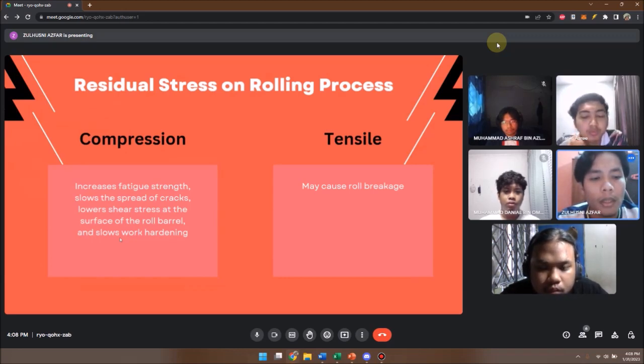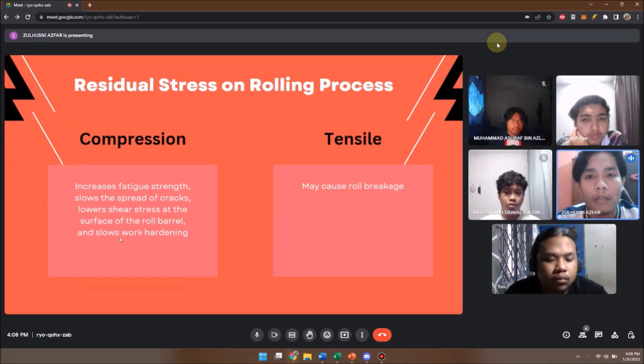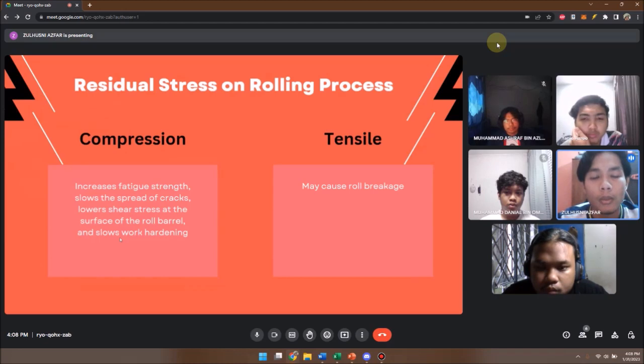However, if over the cross section of the roll, the compression and the tension residual stress can cancel each other out. So in rolls, we need the right level of residual stresses, which must be kept in check in order to prevent failure.